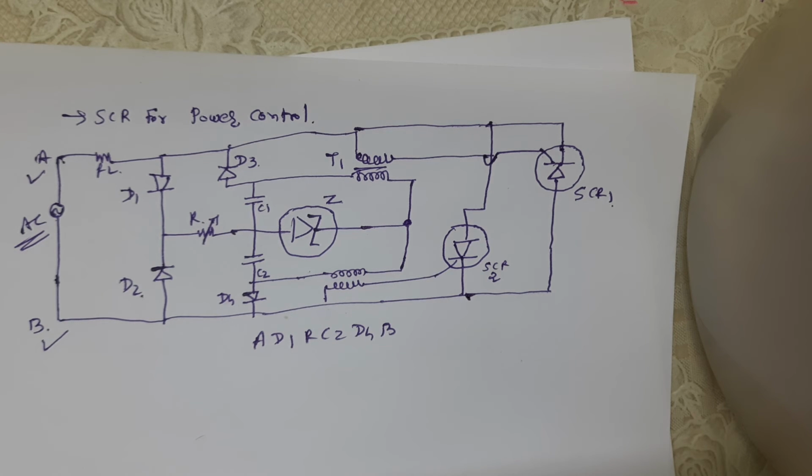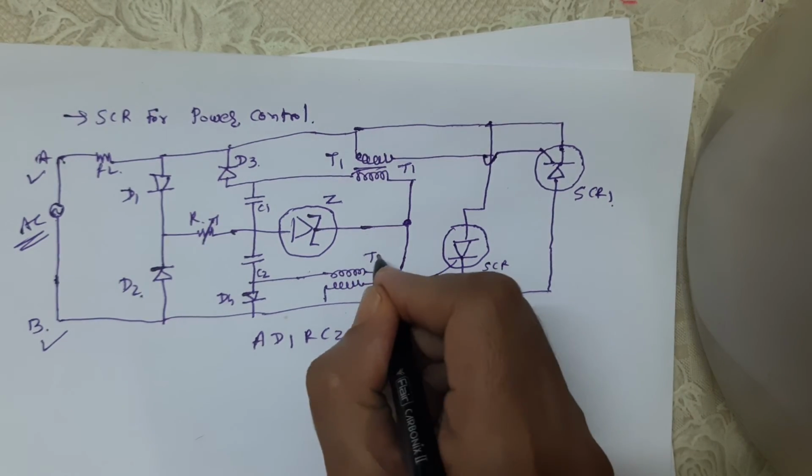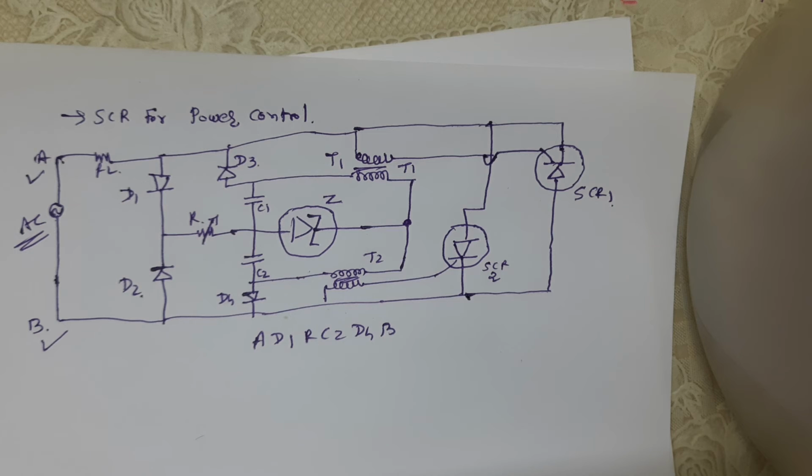This gives a pulse to the primary and hence secondary of the transformer T2. Thus, there are two transformers. The first one is the transformer T1. The second one is the transformer T2. This turns on the SCR2, which conducts current through the load RL. During the negative half cycle of the supply, the capacitor C1 is charged. It discharges through the Zener and fires the SCR1, which conducts current through the load. So this completes your SCR for the power control.